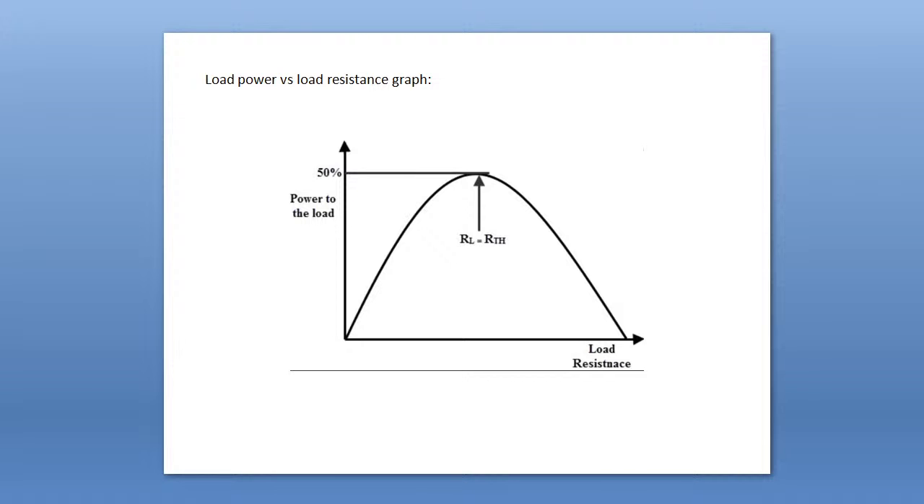In the next lab class, we will perform experiment number 7, determination of different components of a two-port network: impedance parameter and admittance parameter. So thank you everyone. Let me stop today's lecture here.